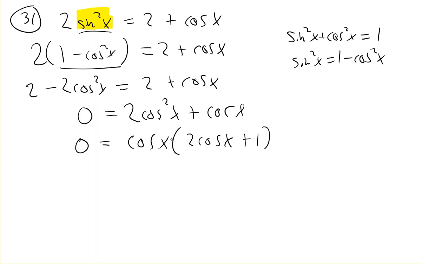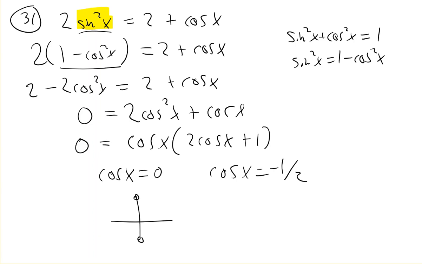Because now I've got this factor times that factor equals 0, so I can just set this one equal to 0 and solve, and this one equal to 0 and solve. And then this gives me a couple spots for answers, and that gives me a couple spots for answers. And this was number 31.